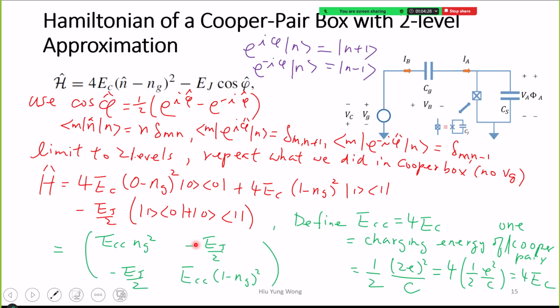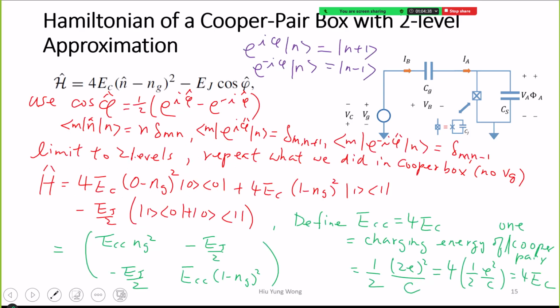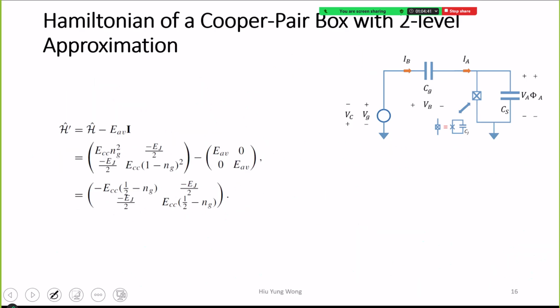Okay. So with this, we have the Hamiltonian. We can solve the equation of motion, right? But we would want to do one more step. So let me write it down again. I should actually copy it. So we have H equals ECC times ng squared, negative EJ divided by 2, negative EJ divided by 2, ECC times 1 minus ng squared.